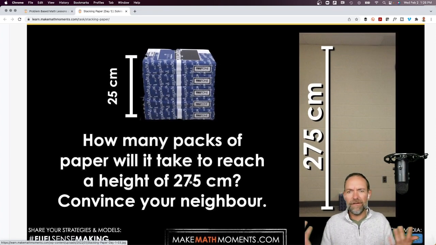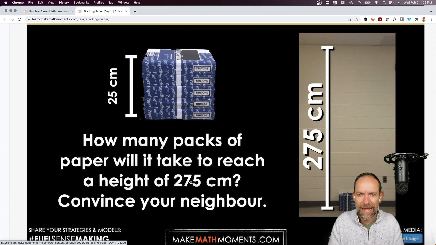Of course, you could modify this if you're in the United States and you don't want to use what would be a non-standard measurement for you. You could change this to inches or feet or whatever you choose. It's really flexible. But here it works really well because we've intentionally picked values that are reasonable as well. So it's not exactly 25 centimeters for 5 packs of paper or reams of paper, or exactly 275 centimeters, but it's close enough that we could work with it.